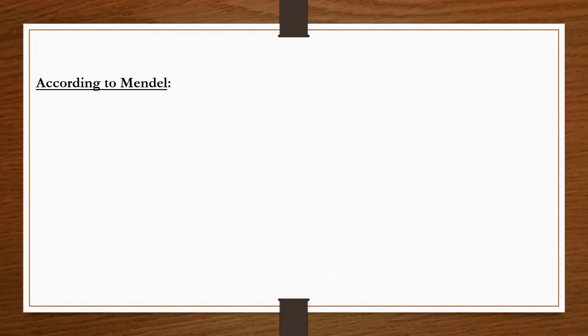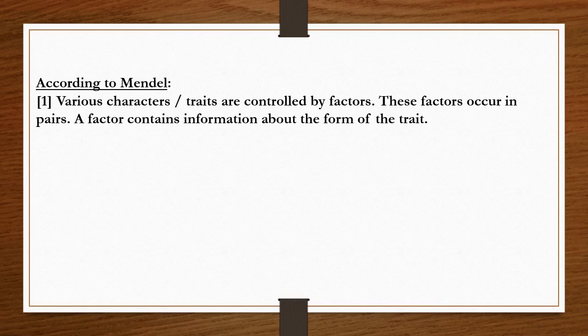According to Mendel, various characters or traits are controlled by factors. These factors occur in pairs. A factor contains information about the form of the character or trait.